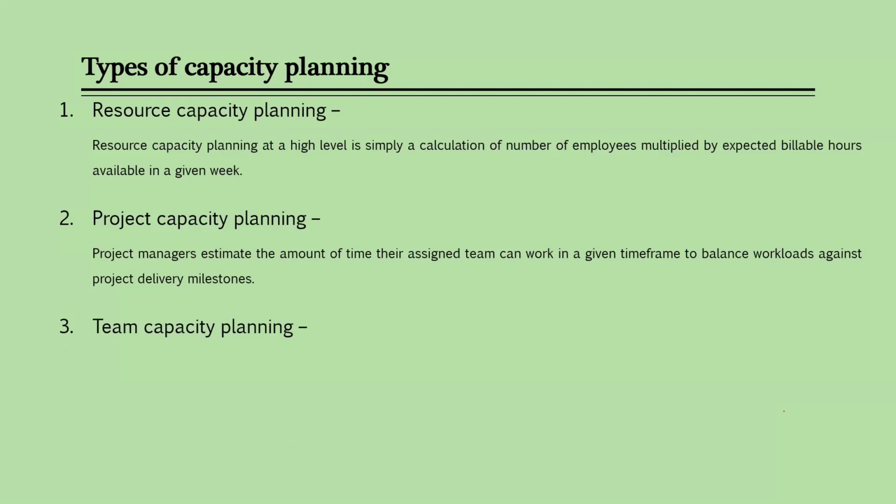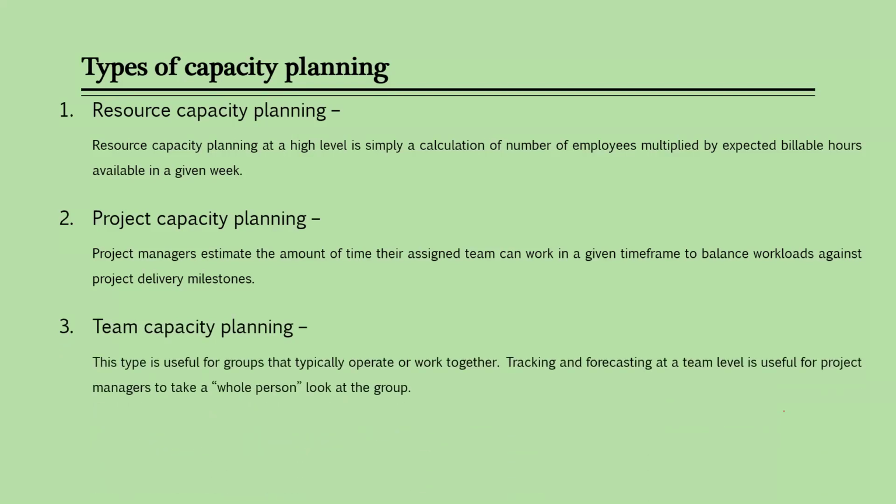Then team capacity planning. This type is useful for groups that typically operate or work together. Tracking and forecasting at a team level is useful for project managers to take a whole person look at the group. So here, rather than planning individually, we are planning as a group. What is the plan of the marketing team? What is the plan of the HR team? So we are going to track each and every detail as a team capacity plan.